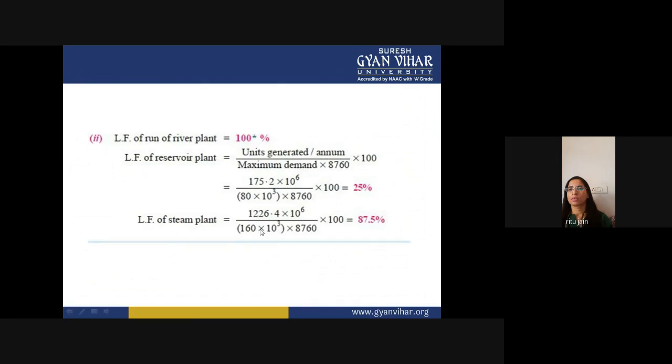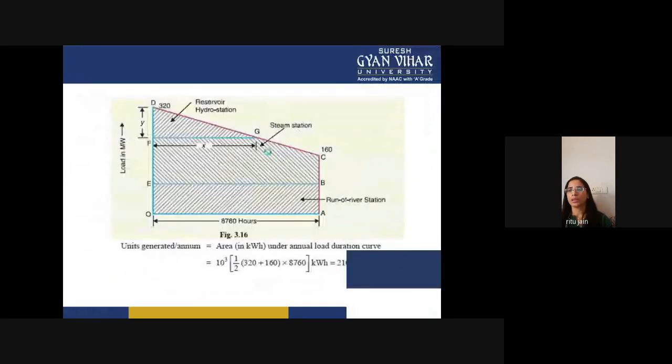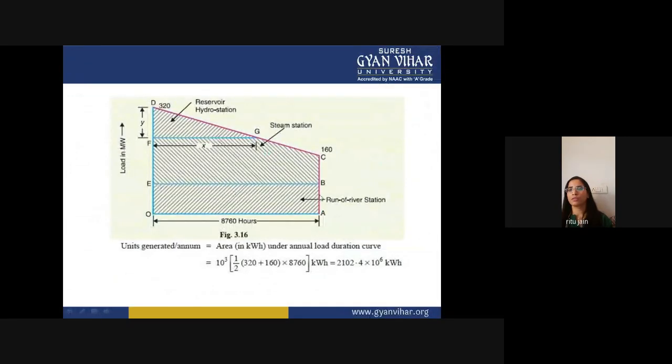Now, the load factor of the run of river plant is equal to 100% because it is supplying your base load, and it will run throughout the year. So its load factor is your 100%.